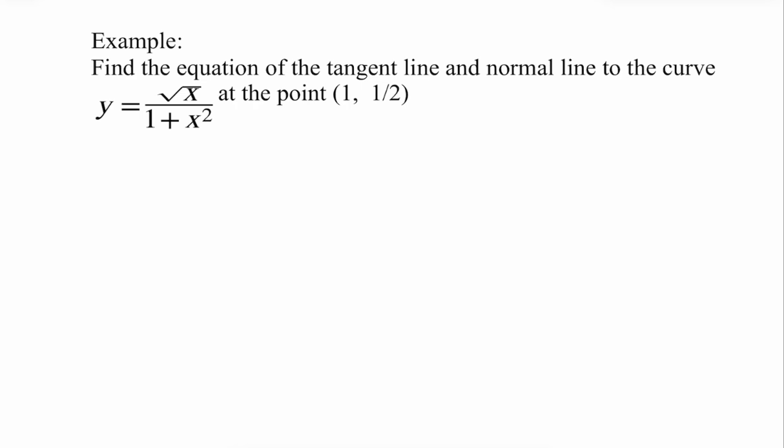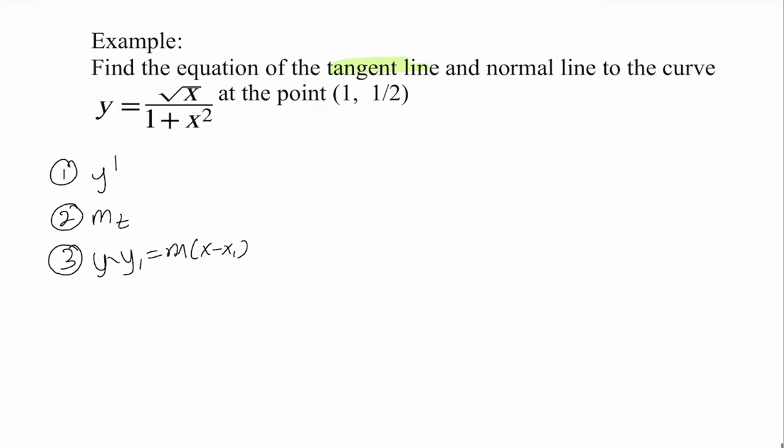It says find the equation of the tangent line and normal line to the curve at the point 1, 1/2. So we're going to focus on the tangent line because if you know the tangent line, the normal line is kind of a bonus for free. You kind of get it as a good example. Okay, so remember the rules we talked about before. You always find the derivative, which gives us the slope of the tangent, which gives us y minus y1 equals m times x minus x1. Okay, so we're going to follow those 3 steps to find the equation of the tangent line.